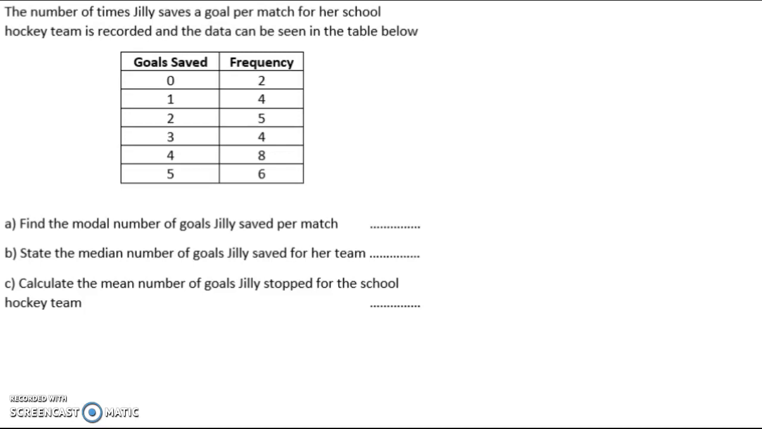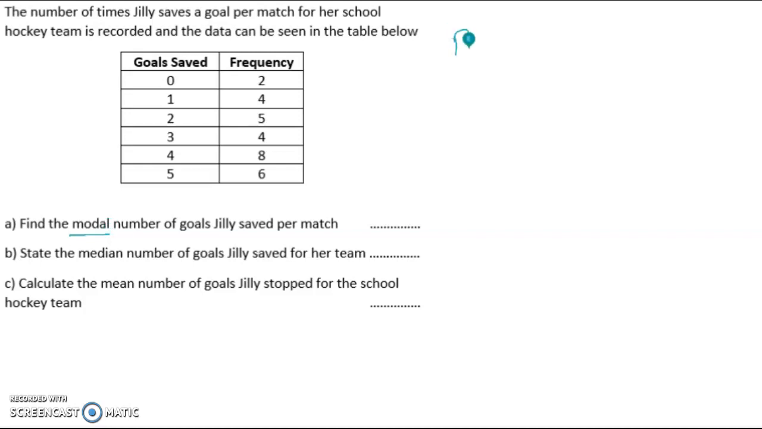In this example, we're going to recap how to find averages from a frequency table. The example: the number of times Jilly saves a goal per match for her school hockey team is recorded and the data can be seen in the table below. We have the number of goals saved from 0 to 5 and the frequency of each of those numbers of goals saved. Part A asks us to find the modal number of goals that Jilly has saved per match.